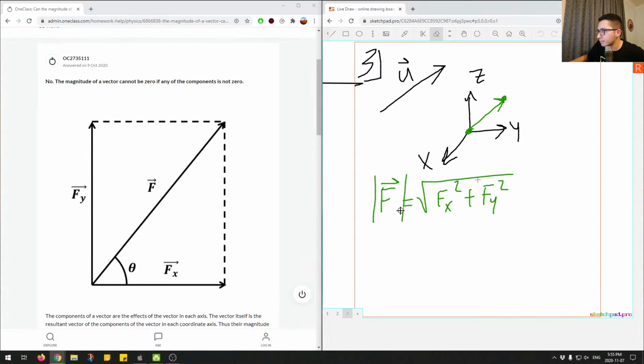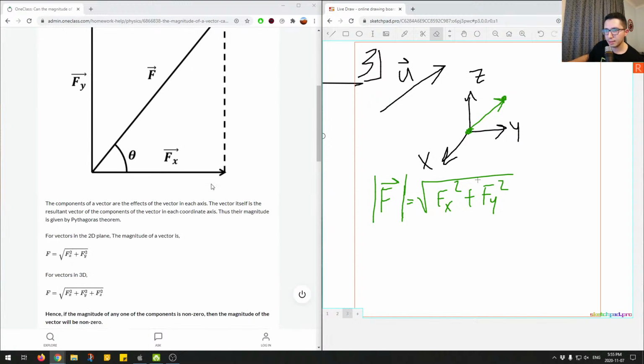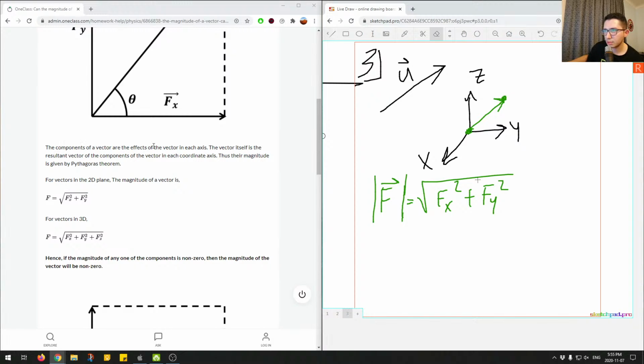Let me just write that a little better. And then it goes on to say the components of the vector are the effects of the vector in each axis, and so on. So this is the equation for the magnitude.